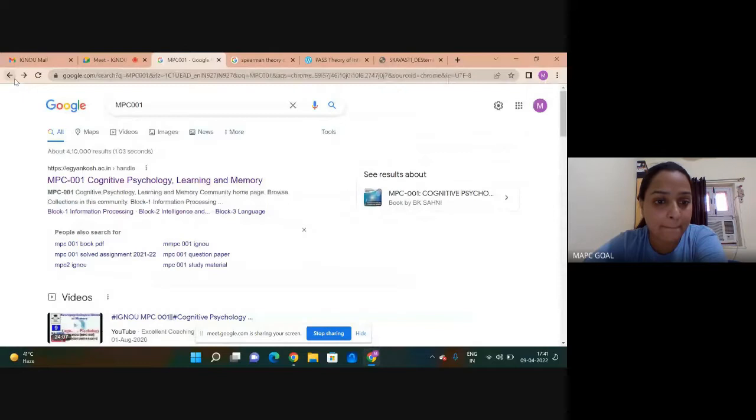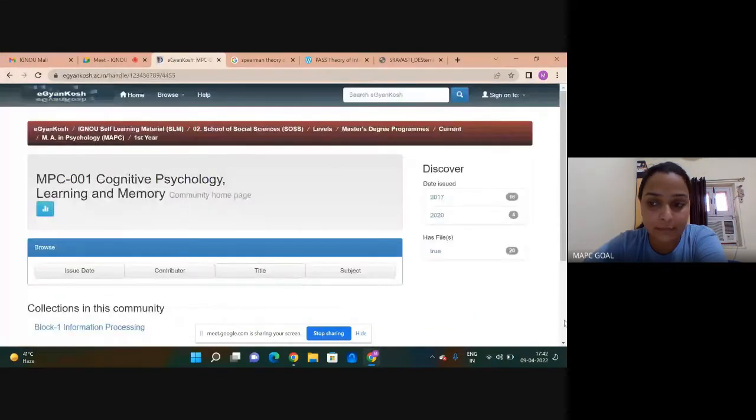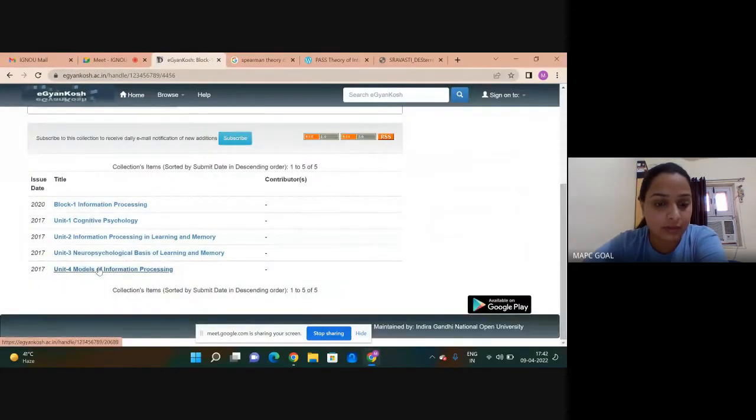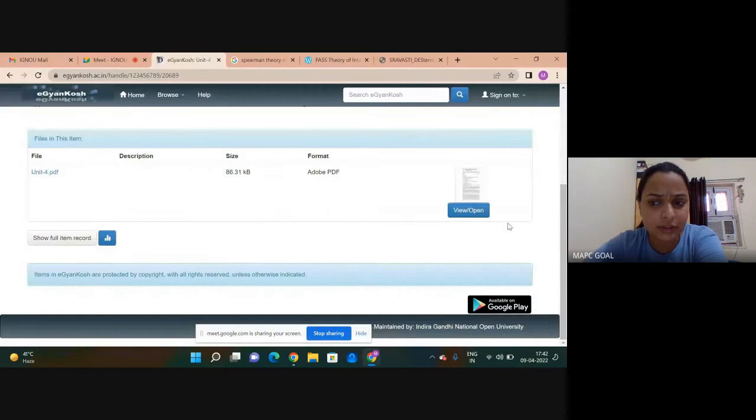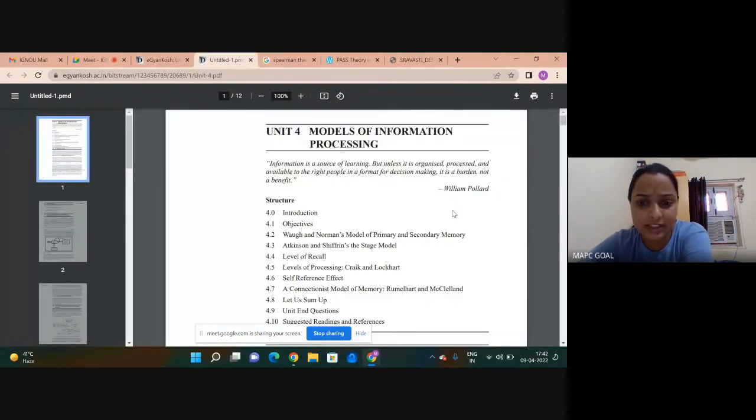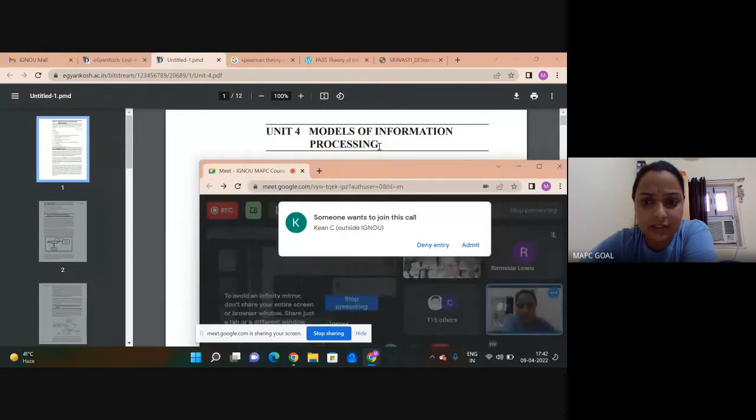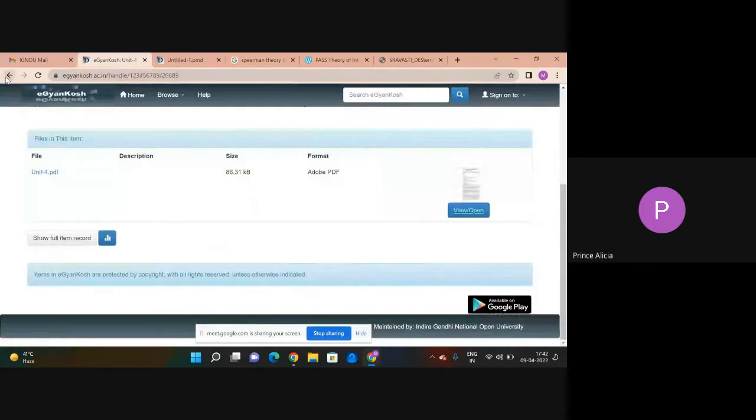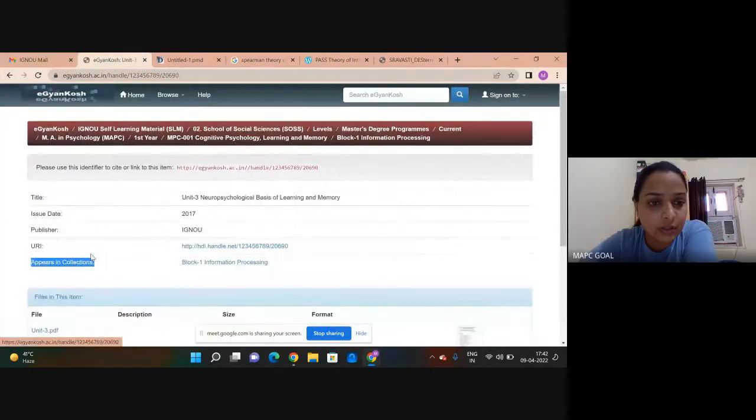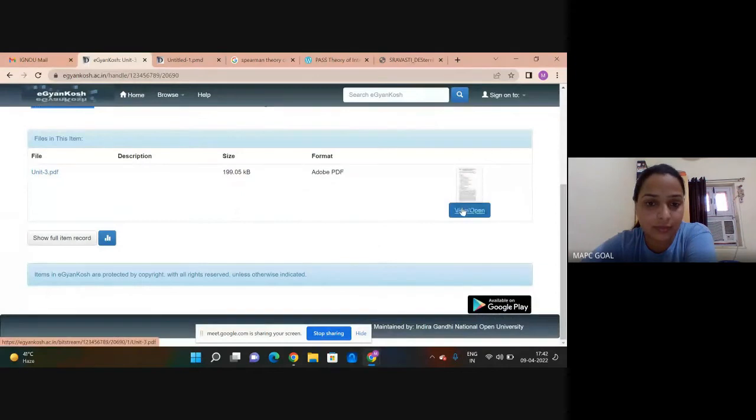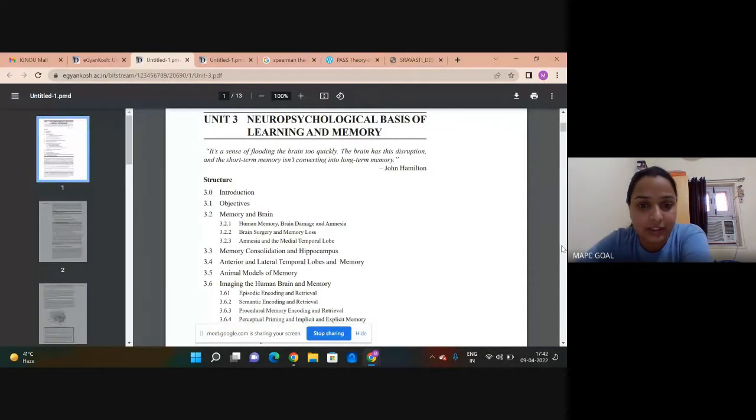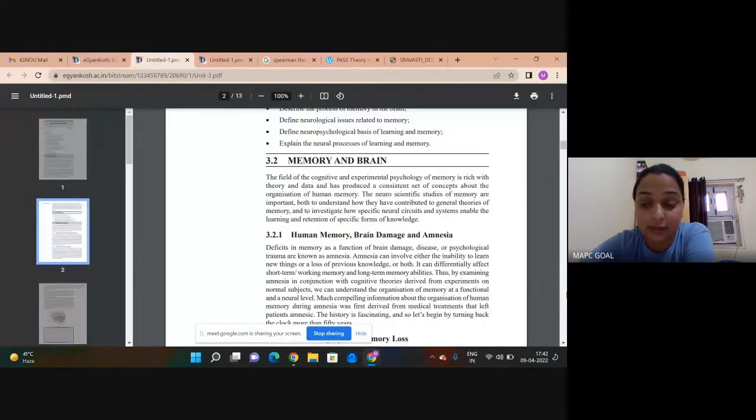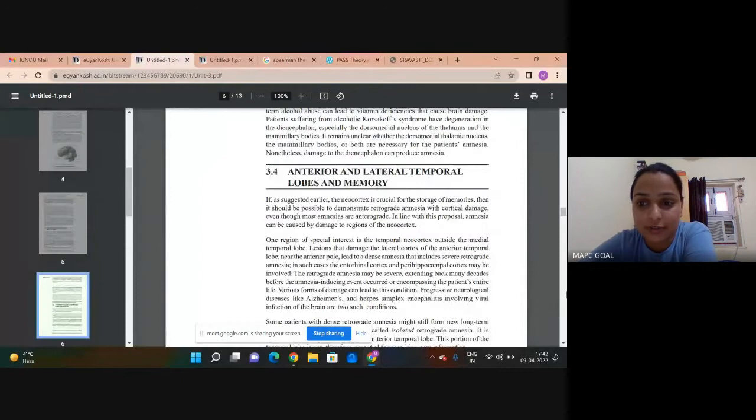I think we're going to talk about models of information processing. This is what you're saying? Miss, we were supposed to continue point 3.5 and then go into unit 4. Correct, 3.5. Okay, just a second. Okay, animal models of memory. Right. Yeah, now I can recall. Okay, thank you for the information.